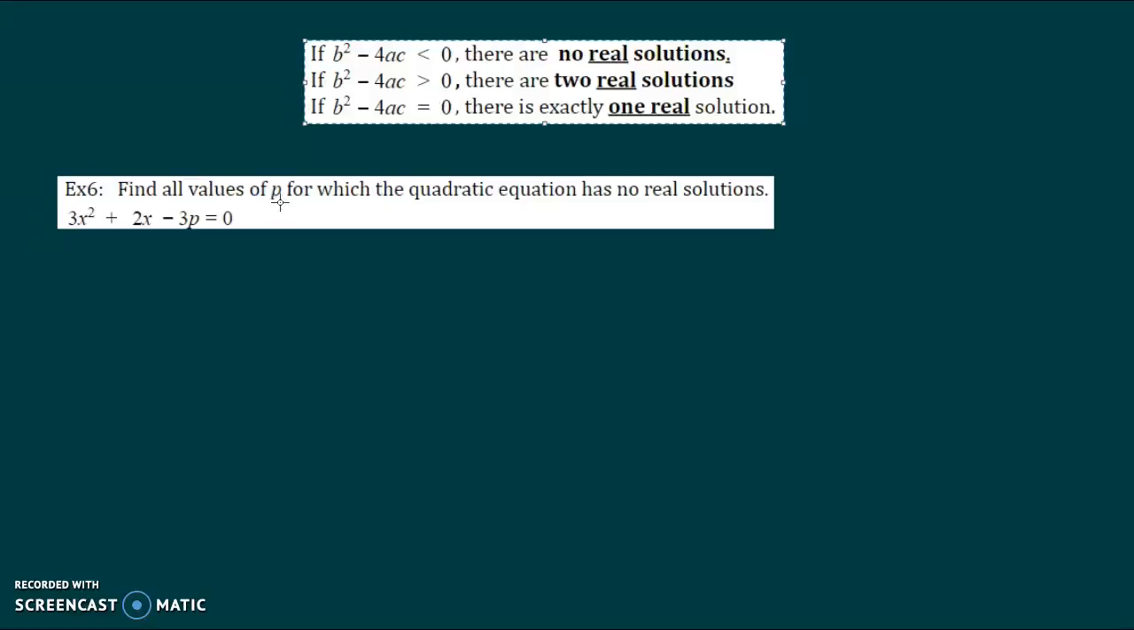We're being asked to find all the values for p which would make this quadratic have no real solutions. So using what I know about the discriminant, that part of the quadratic formula under the square root symbol, if I want it to have no real solutions, I want the thing under the square root to be a negative number. So I want b squared minus 4ac to be less than 0.